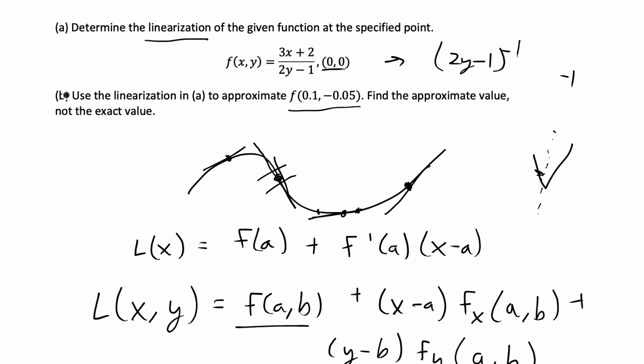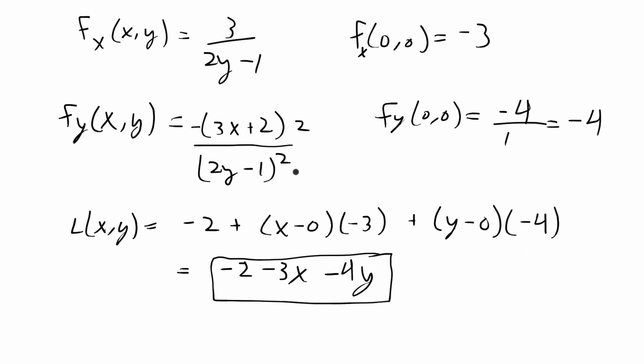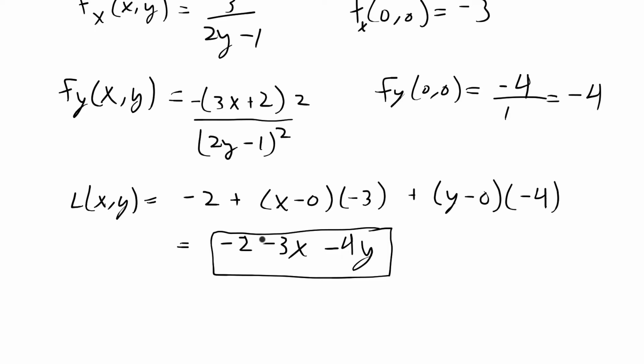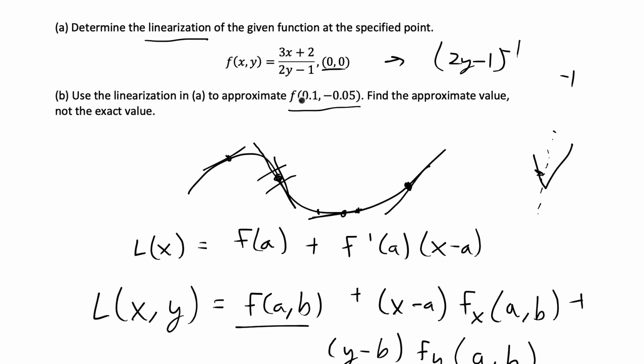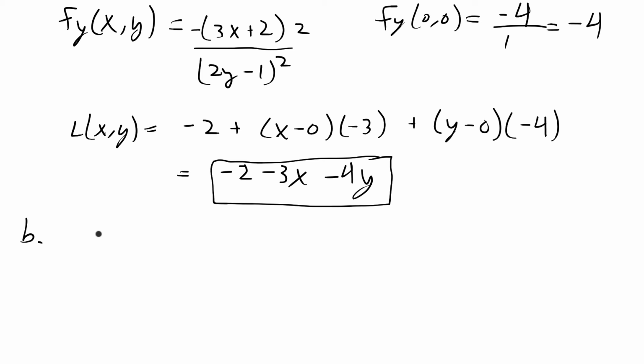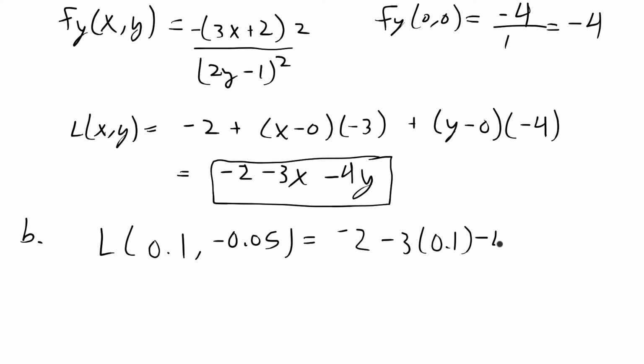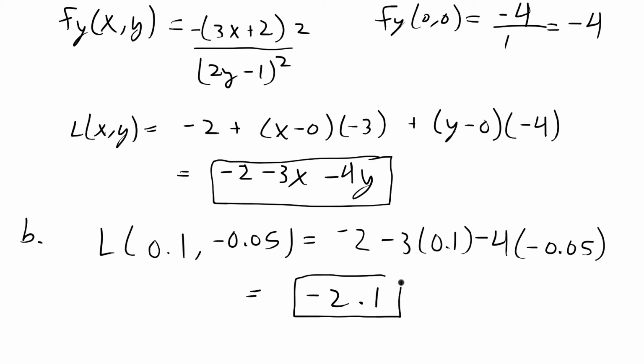For part B, we're just going to use the solution that we found in A, this formula, and plug in the point (0.1, -0.05). So the linear approximation at (0.1, -0.05) is equal to -2 - 3 times 0.1 - 4 times -0.05. If we plug that into a calculator, that's going to give us -2.1. And we are done with this problem.